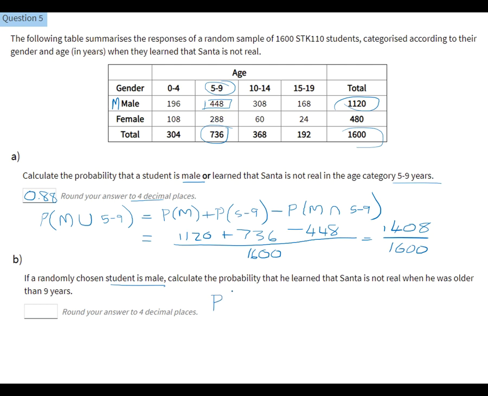So when we do this probability, we've already told you that this person is male. And we want to calculate the probability that he learned that Santa is not real when he was older than 9. So we are combining these two groups, and I'm just going to call that my event. Let's make it A, for lack of originality. So we are asking, what is the probability of event A occurring given that the person is male?